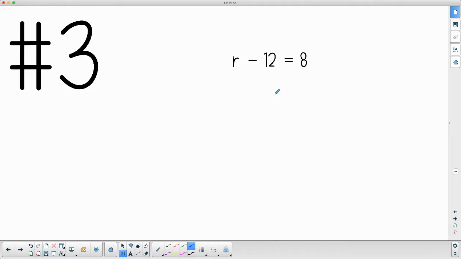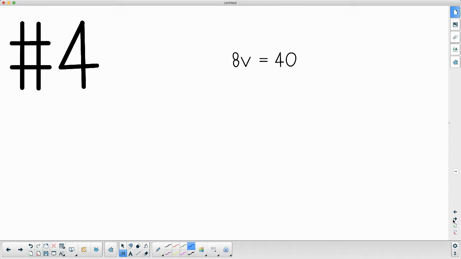Number 3, r minus 12 equals 8. So we need to get r alone. So the opposite of minus 12 is to plus 12. And again, we're going to do that to both sides. The 12s over here cancel out. And that problem there will tell us what r equals.